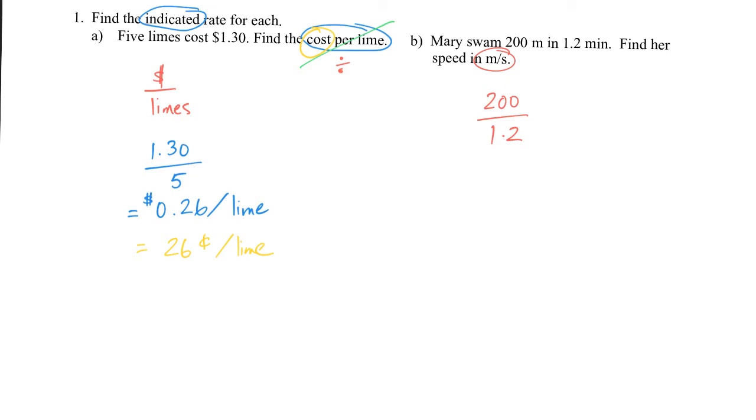If I were to calculate 200 divided by 1.2, I would be calculating meters, because that's what the 200 is, and 1.2 is in minutes.